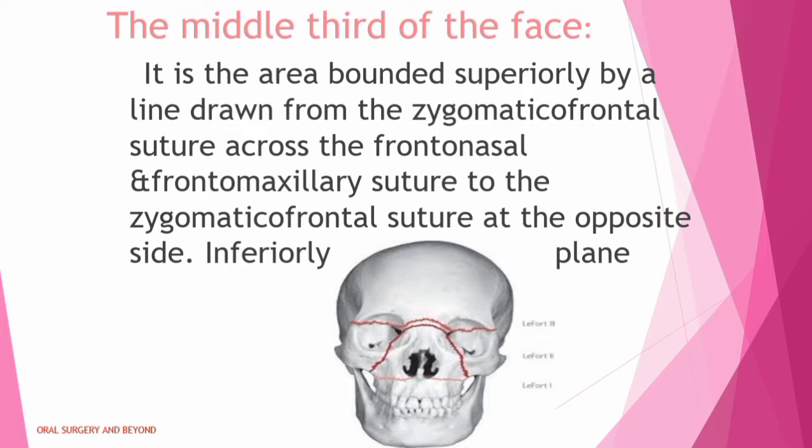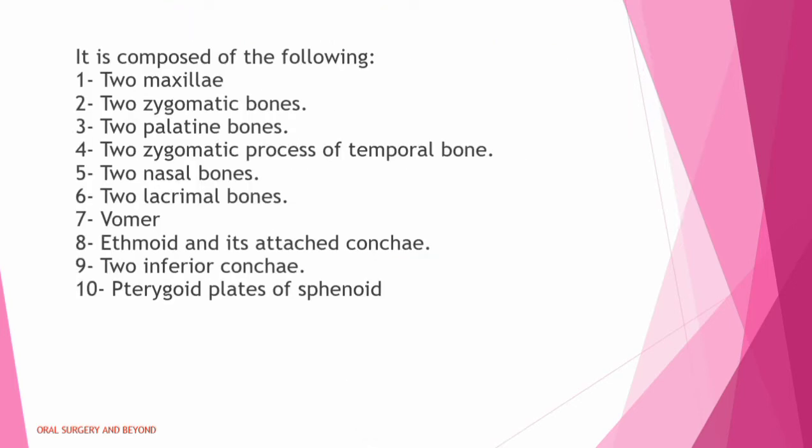Let us start. As we know, the middle third of the face consists of many bones: maxillary bone, nasal bone, zygomatic bone, vomer bone, right? It is an area bounded superiorly by the line drawn from the zygomatico-frontal suture across the frontonasal and frontomaxillary suture to the frontozygomatic suture on the opposite side. Inferiorly the nasal plate and posteriorly the vomer bone. Right. The mid face involves the following osteology, right?